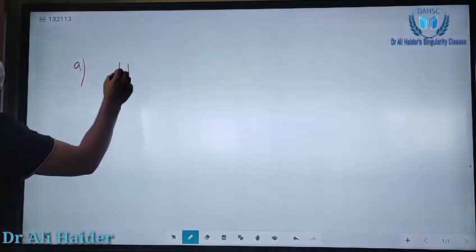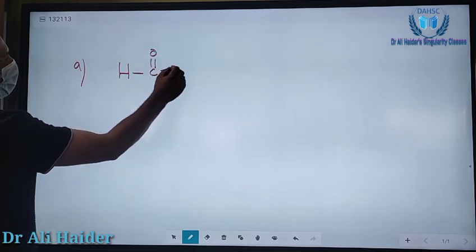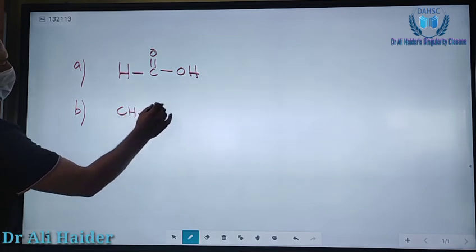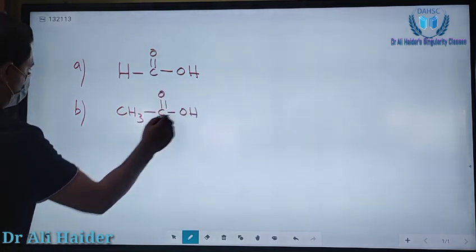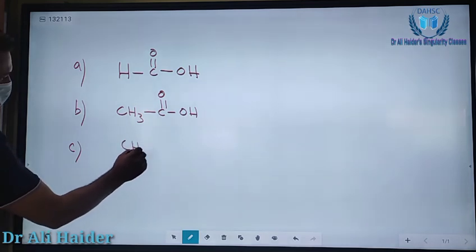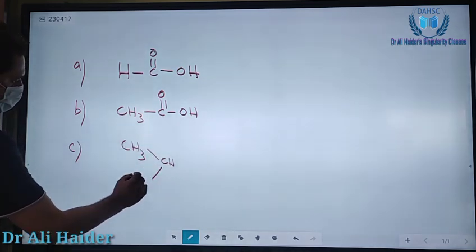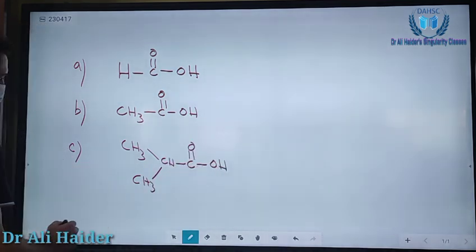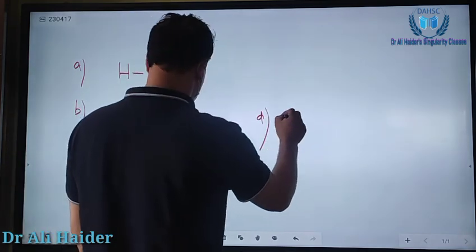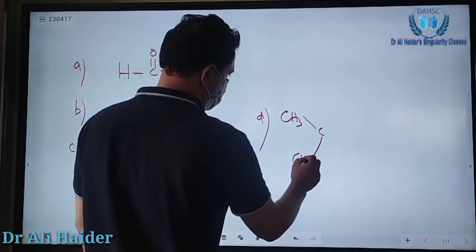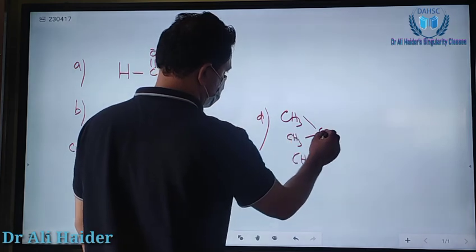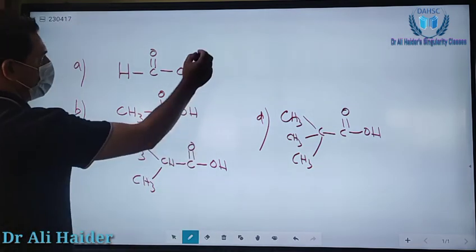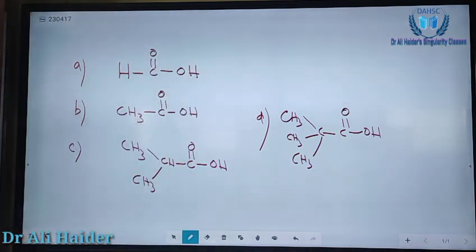If you have this molecule H, C double bond O, OH. Molecule B, CH3, C double bond O, OH. Like this, you have C double bond O, OH. D part is CH3, C, CH3, CH3, C double bond O, OH. So what will be the decreasing acidity of it? Which one will be more acidic? A, B, C, D? C.